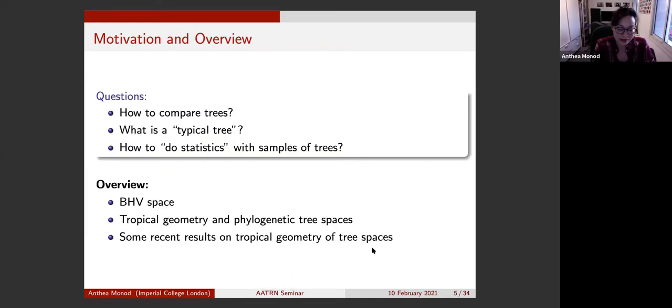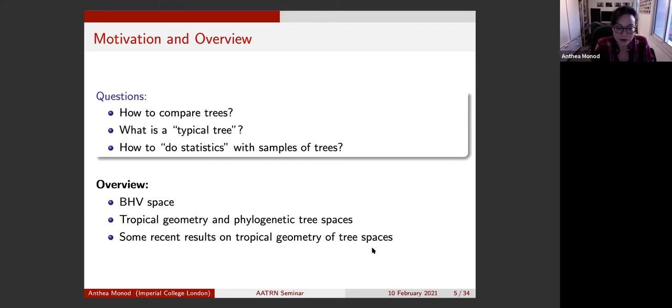So given that, this is the motivation of what I want to study here, which is how to compare trees, right? If you have two trees that come out of your tree reconstruction process, for example from statistical methods, which are highly sensitive, you want to be able to compare these construction methods and see how similar or different they are. How good is one compared to another, right? You'd also like to ask what's a typical tree. If you do this tree reconstruction process again and again, is there some kind of typical tree that you actually see coming out of the process, right?